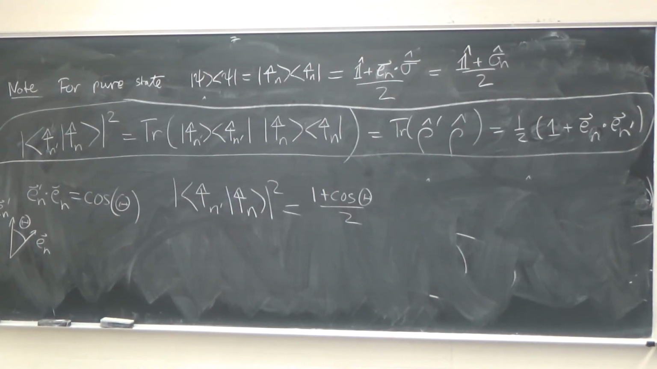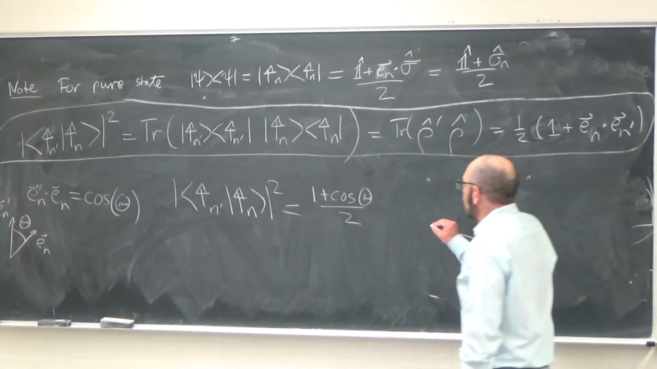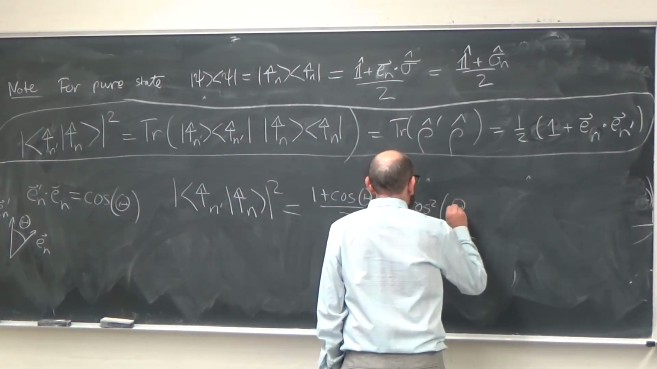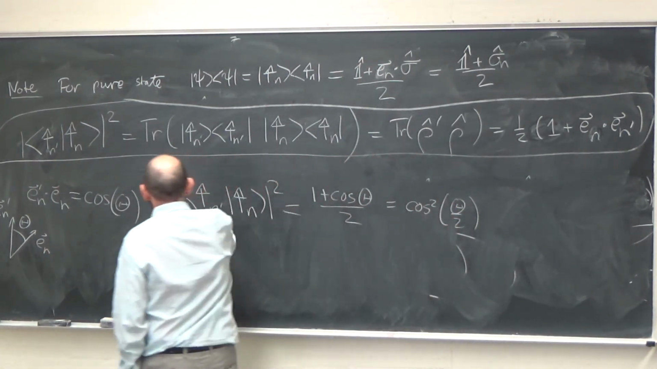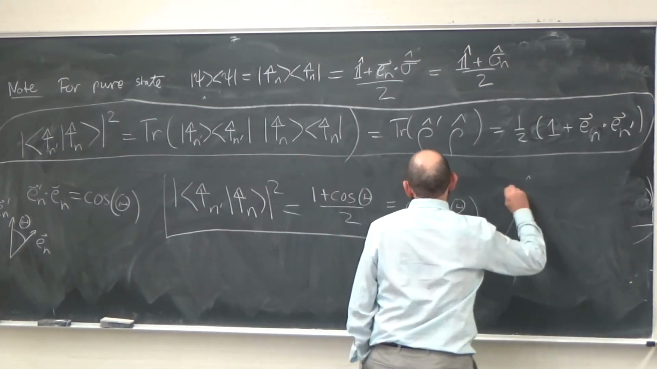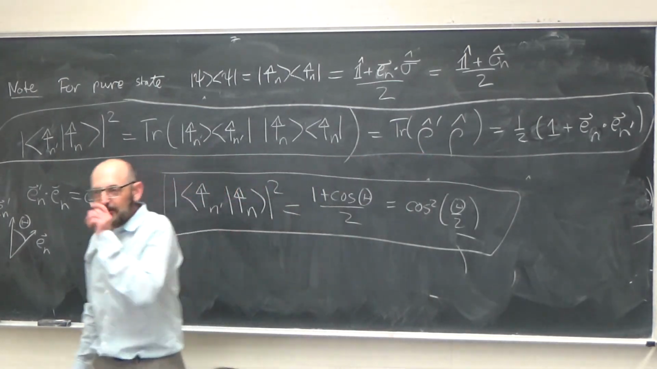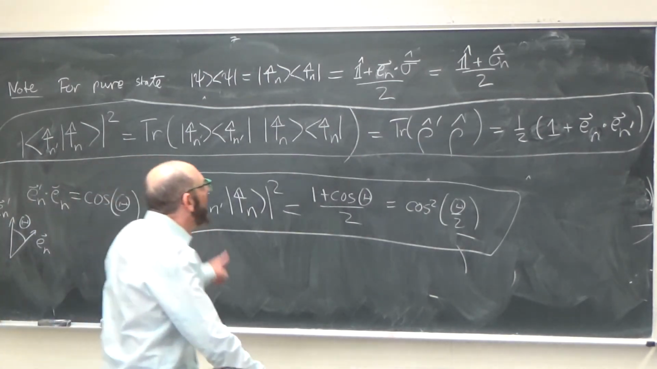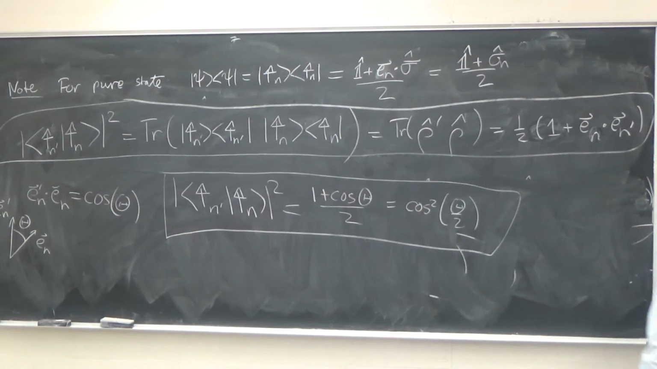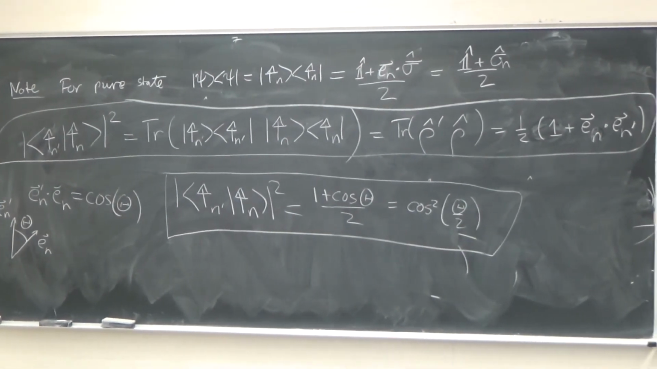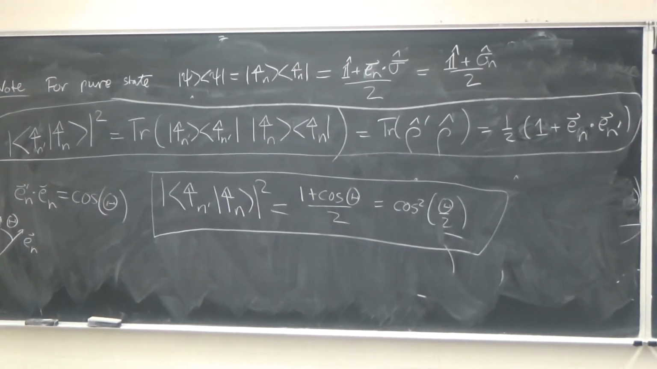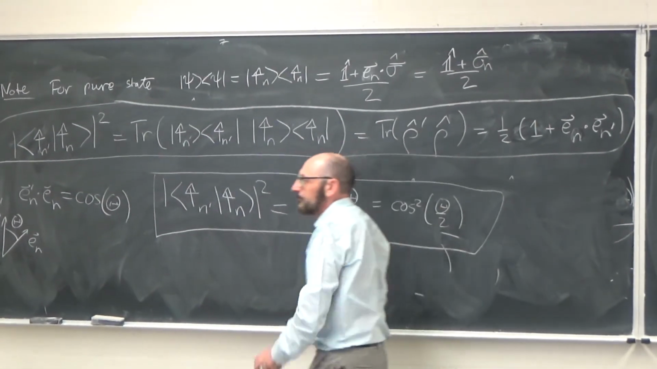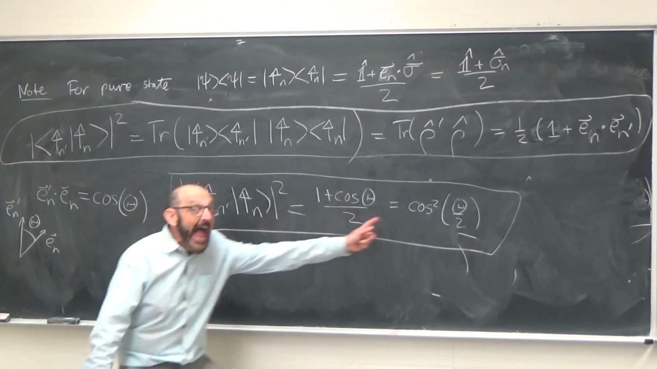Which, if you remember, or if you don't, I'll tell you, is equal to cosine squared of the half angle. This you should memorize. There's so many things to memorize, but you should know that. If I have two spins that are pointed in two different directions and I want to know what their inner product squared, the probability, is, it's the cosine squared of the half angle.